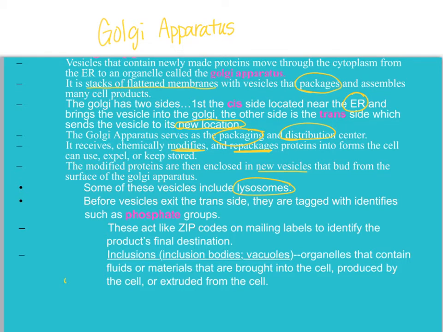Anyway, inclusion bodies. You have different inclusion bodies. One of those would be a vacuole. These are organelles that have different fluids and materials that are brought into the cell, produced inside of the cell, or even things that are going to be leaving the cell. They're called inclusions or inclusion bodies.